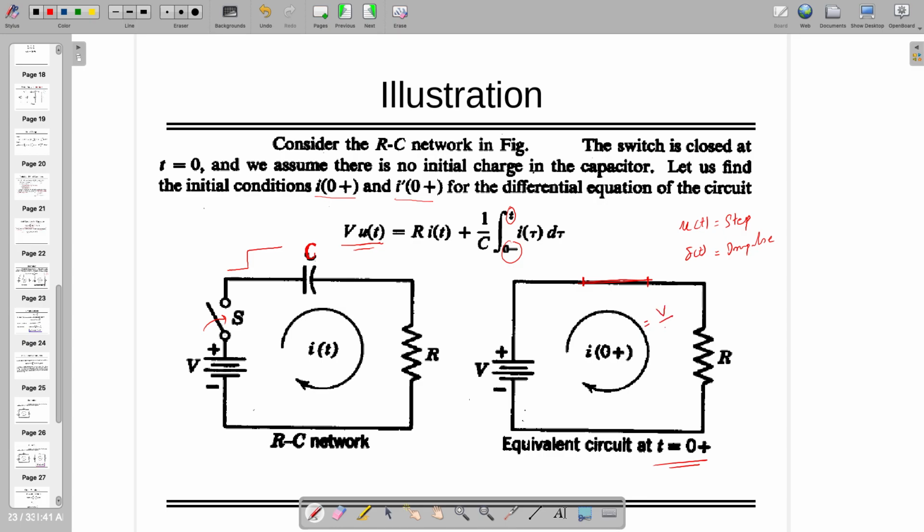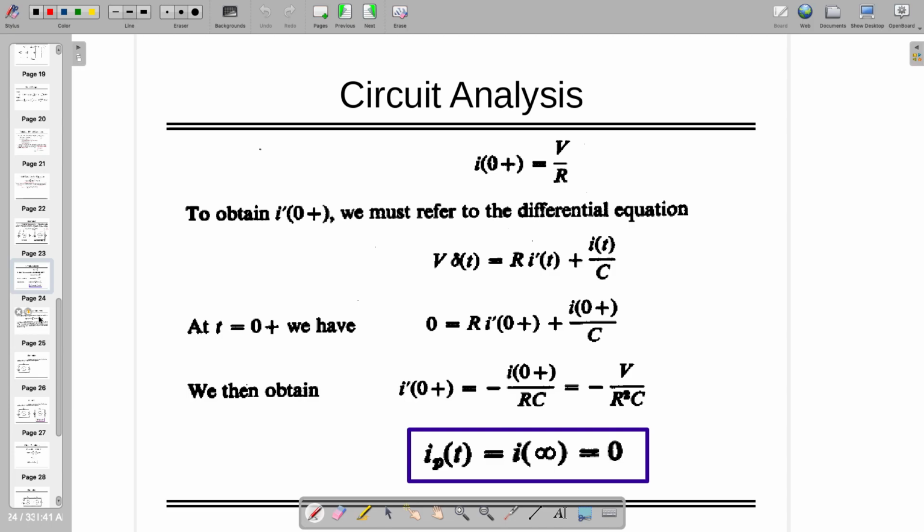V by R. I'm applying just Ohm's law using mesh analysis. So it's V by R, that is going to give me I 0 plus, because I'm applying this at t equal to 0 plus. Now I'm interested in the part I derivative of 0 plus. So in that case, this was the first thing.